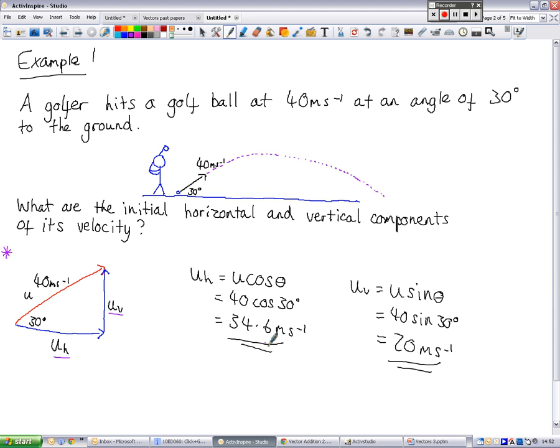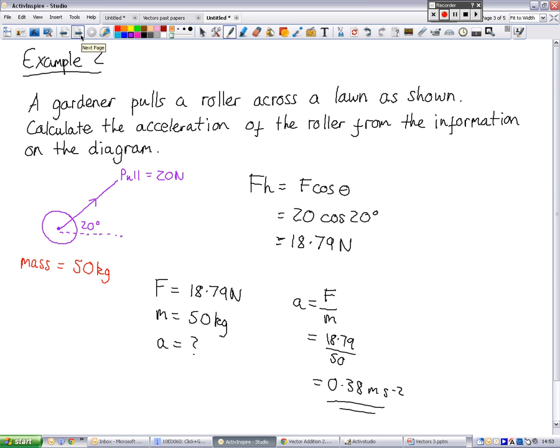So we can see that the horizontal component of the velocity here, from the resolution of the vector, is 34.6 meters per second, and the vertical is 20 meters per second. That basically means that there is more velocity in the horizontal direction than in the vertical direction. And that would hold with what we predicted would be the case when the golf ball started to move. It's going to go further in the horizontal direction than in the vertical direction. So this is helping you to really analyse what real motion will do.